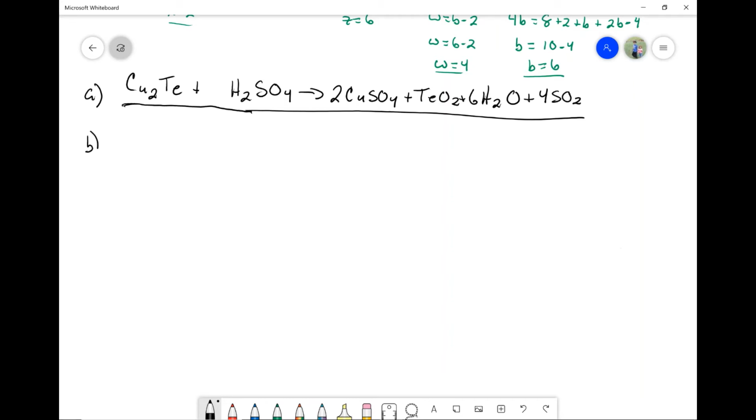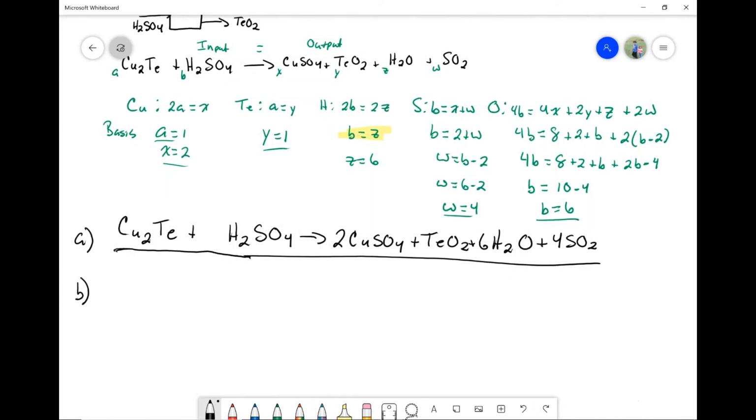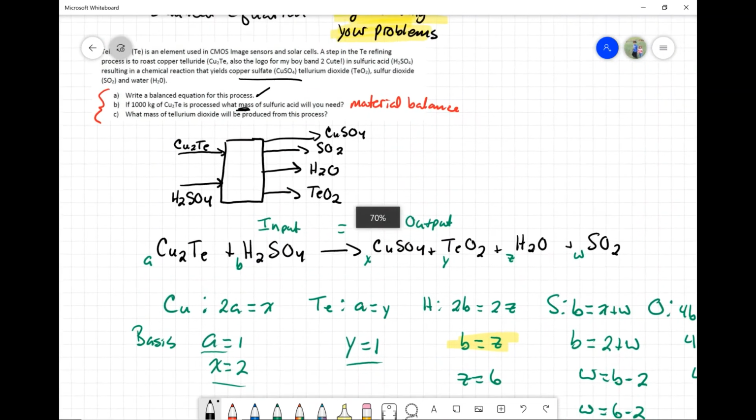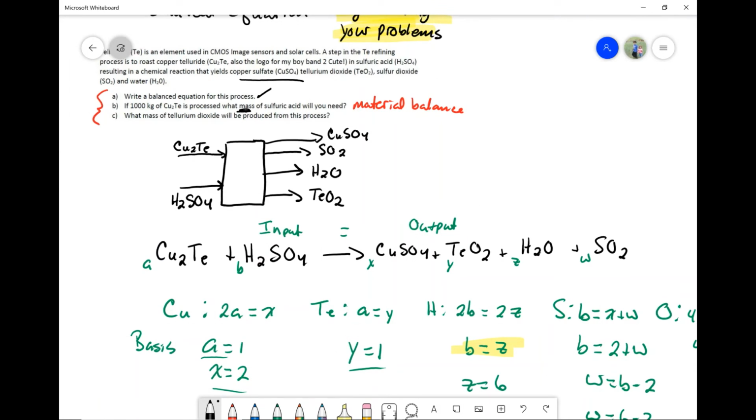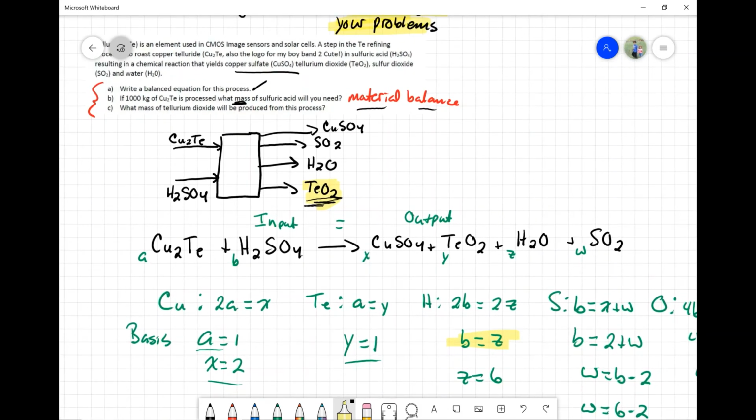For part B, they want us to actually do something with this balanced equation. And they want to know what mass of sulfuric acid we're going to need. And I was saying this is pretty much the material balancing part, right? So we have 1,000 kilograms of copper telluride. What mass of sulfuric acid will you need? And then if you look ahead at part C, what mass of tellurium dioxide will you produce? Okay, so they're going to want to know how much tellurium dioxide we're making. And the key players in these next two problems are going to be copper telluride, sulfuric acid, and tellurium dioxide. And we're given a mass.